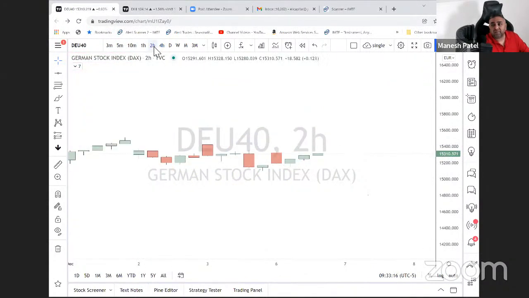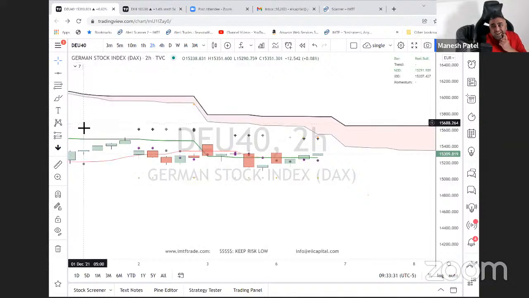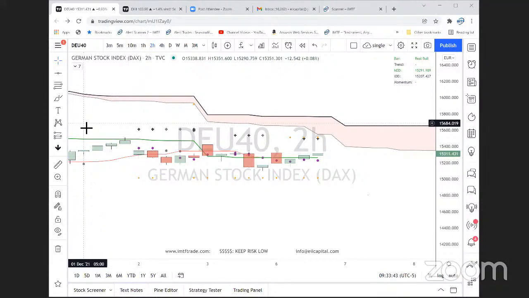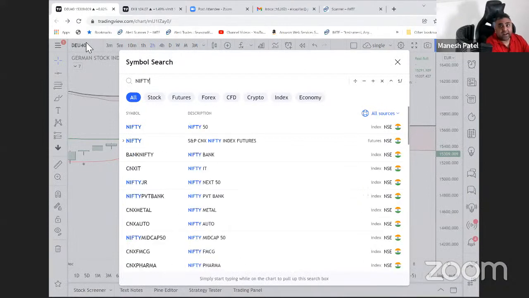2-hour? You see anything here? No. Not really. That means the day traders are taking control of the German stock exchange, where they're just swinging this thing back and forth. Everyone okay with that? So anything new there? Nope. Boring market, isn't it? Okay, let's go over to India.